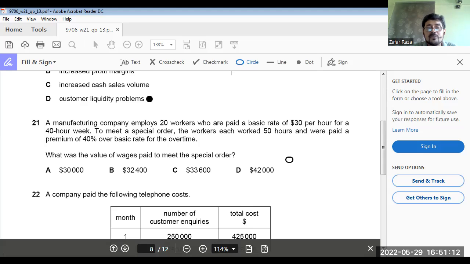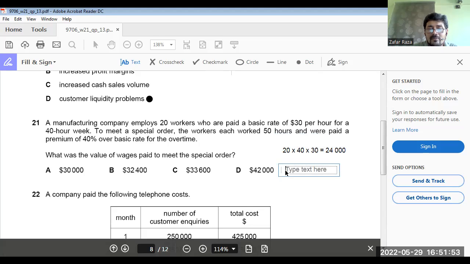A manufacturing company employs 20 workers at a basic rate of $30 per hour for a 40-hour week. To meet a special order, the workers each worked 50 hours and were paid a premium of 40% over the basic rate for the overtime. What was the value of wages? First, we have to calculate the basic wages for 40 hours: 20 workers multiplied by 40 hours multiplied by $30. That is 24,000.